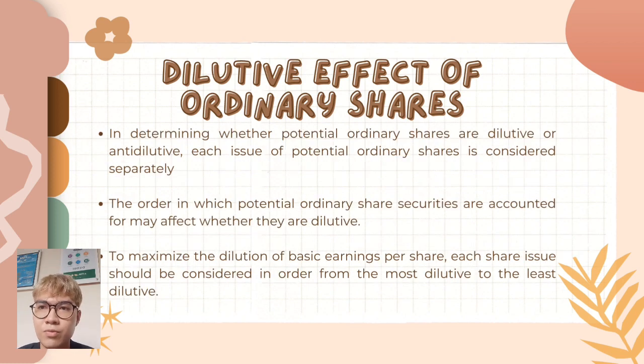So in determining whether potential ordinary shares are dilutive or anti-dilutive, each issue of potential ordinary shares is considered separately, and the order in which potential ordinary share securities are accounted for may affect whether they are dilutive. So to maximize the dilution of basic earnings per share, each share issue should be considered in order from the most dilutive to the least dilutive.